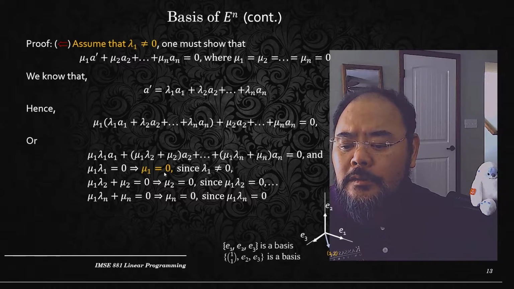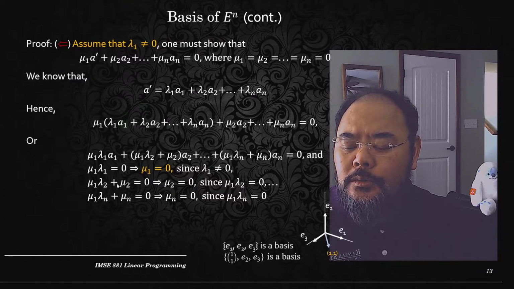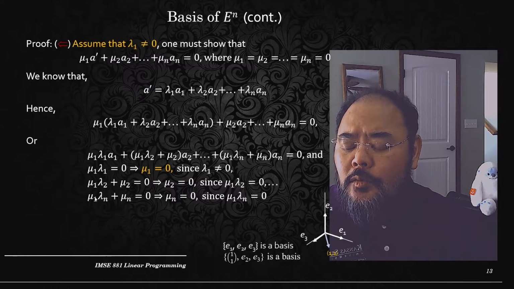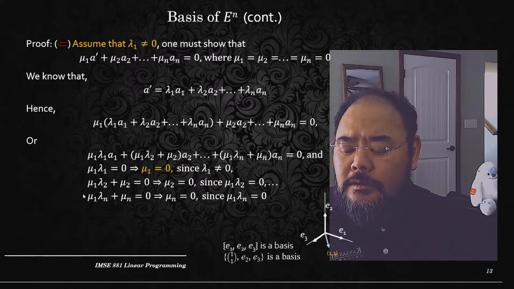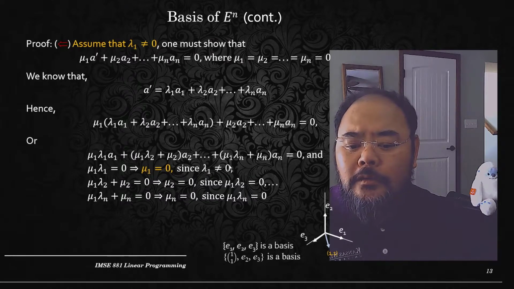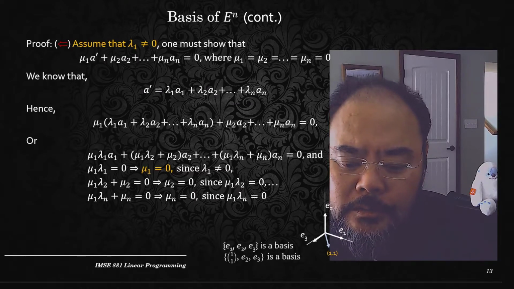Okay. Once we prove mu1 equals 0, then mu1 times lambda 2 plus mu2 has to equal 0. So this term is 0, and in order to maintain the whole thing equal to 0, mu2 has to be equal to 0. Okay? Since mu1 times lambda n is also equal to 0, to maintain the whole thing equal to 0, mu n has to be equal to 0. So we can prove that all the mu have to be equal to 0. And then we conclude what? S prime is a basis of n-dimensional Euclidean space.